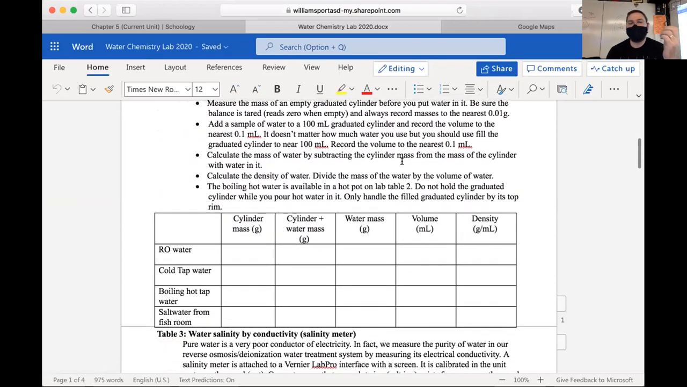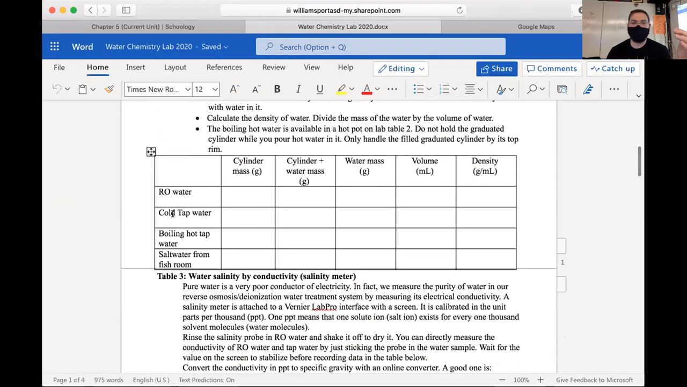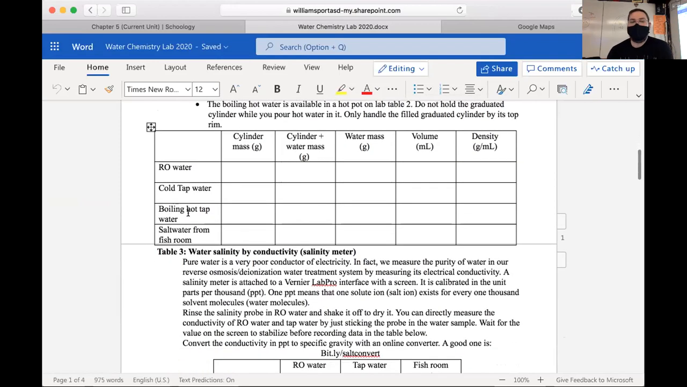Both with RO water, RODI water, like perfectly pure water, at room temperature. And then cold tap water. So run the tap until it's really cold. And then also with boiling hot water, what's the density of those kinds of waters? And that's just as close to pure water as you get.